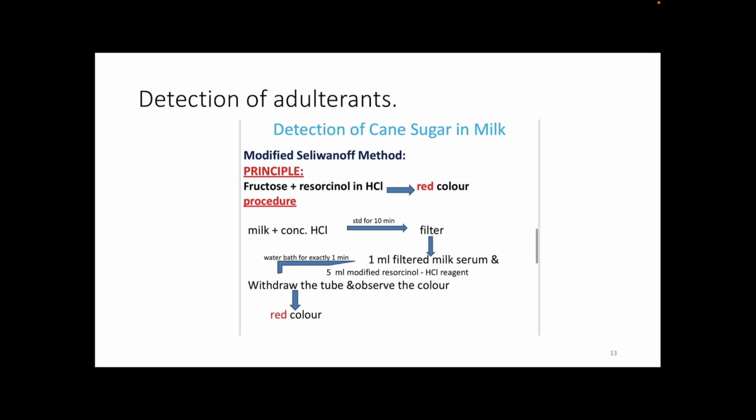An important chemical reaction to be studied is the detection of adulterants, that are chemical substances that are used to adulterate milk samples. الغش التجاري يا جماعة, how to adulterate milk. Some milk samples are adulterated by adding cane sugar.